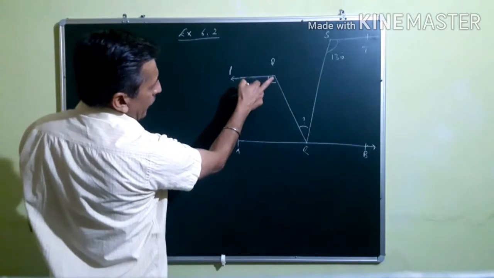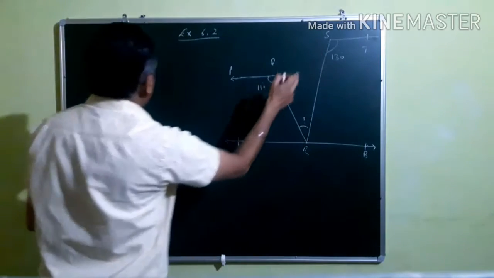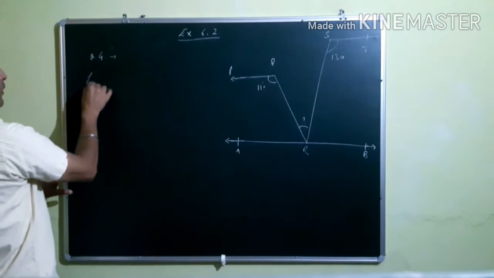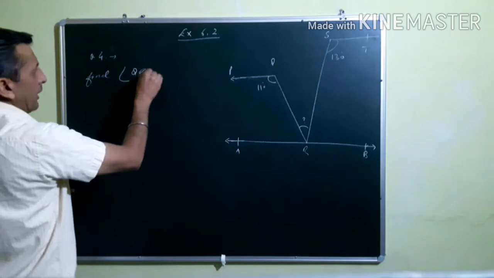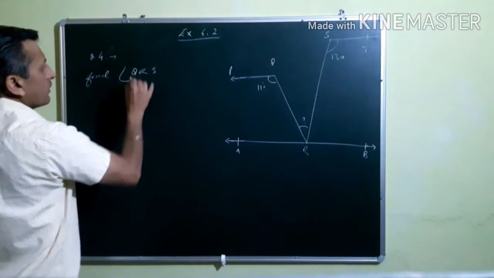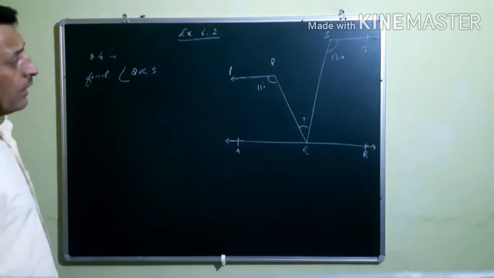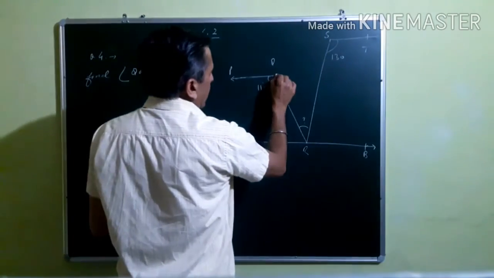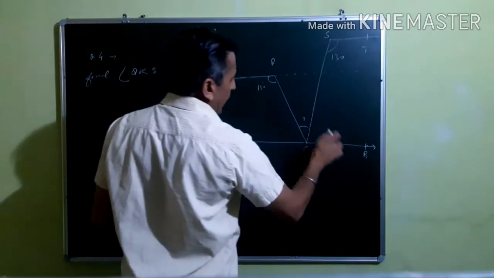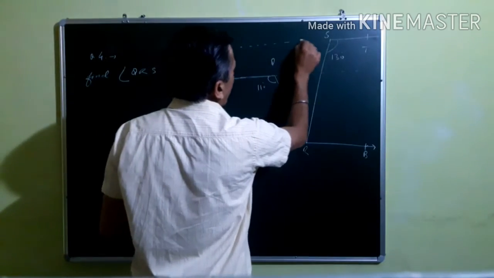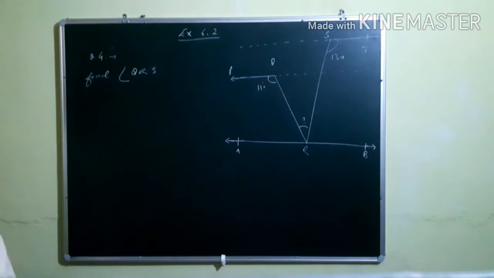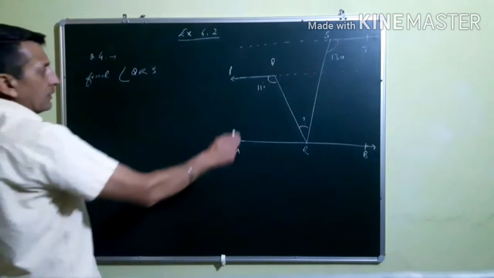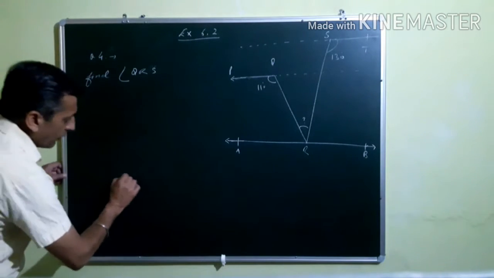That means we have to find the angle QRS. Okay, this angle we have to find. First I will extend this line so that it becomes parallel to this one. Similarly, I want to extend this line so that it becomes again parallel to AB. Then you know where the two lines are parallel. See what I am saying.